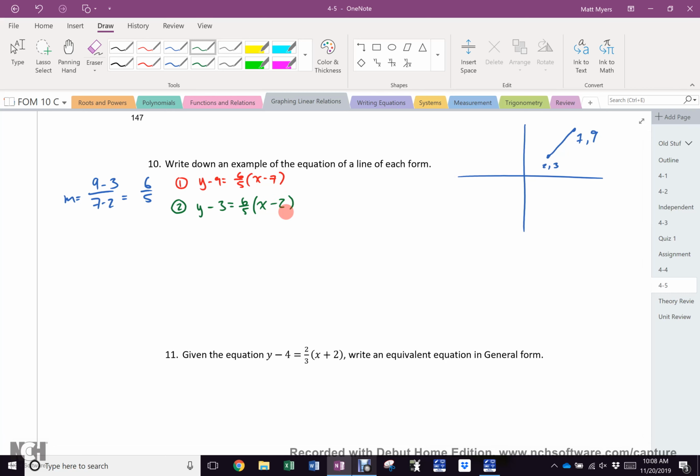Now, I said I wanted each form. Where would you like to go next? Because who would make that decision? You would. What do you want to do next? Pardon me? Standard form? Okay. Standard form. What here is missing from standard form? What do I need to get rid of?